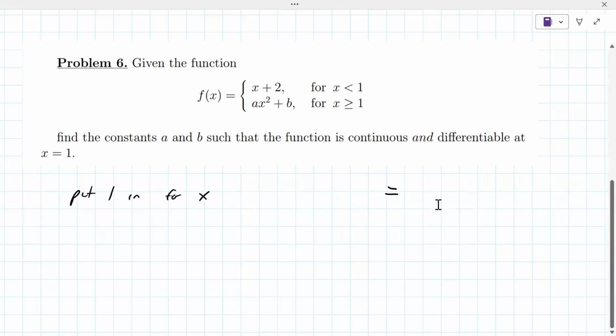So 3 plus a squared plus b. It'd just be a plus b. The x is 1 squared, 1. A times 1 is a. Okay, so the problem with this is that it's one equation, two unknowns. That's no good. So now you have to take the derivative. So give me f prime of x.